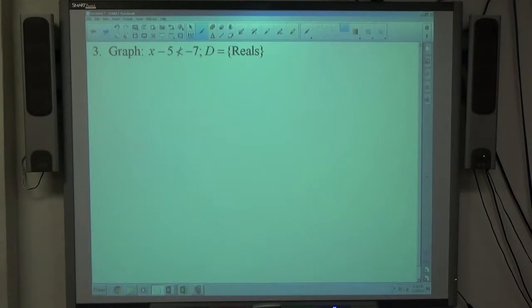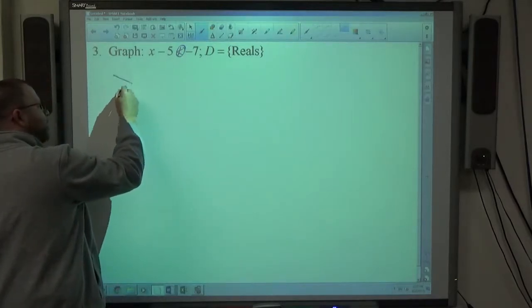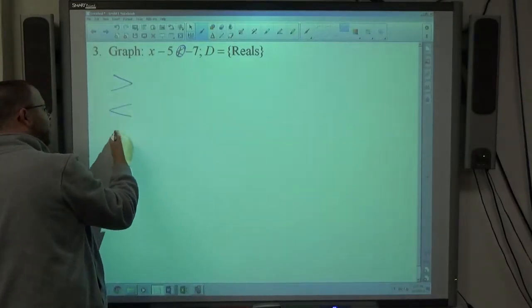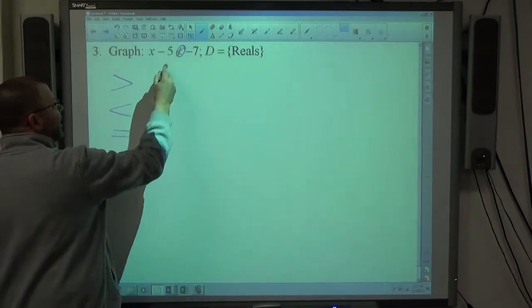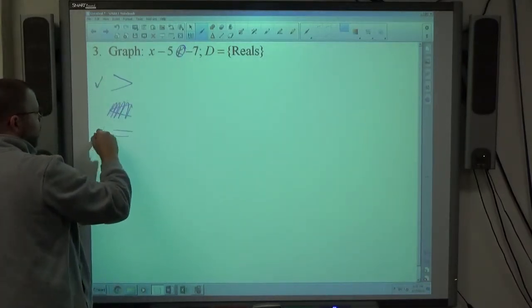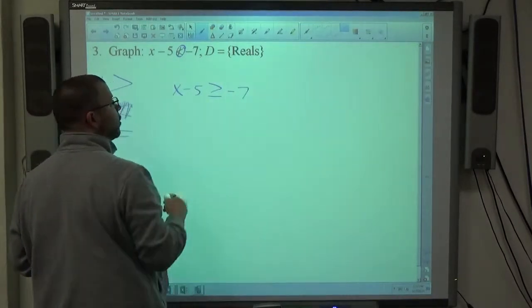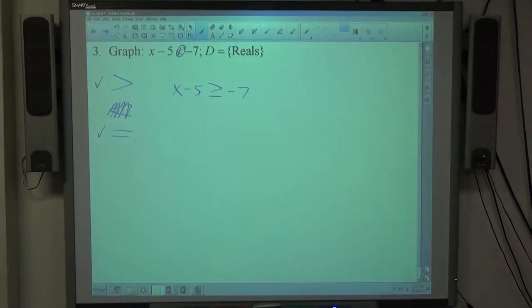Number 3, graph. It's an inequality. It's a negated inequality. So the first thing I want to do is focus on this negated inequality. Our trichotomy axiom says greater than, less than, and equal to are the 3 options. This is saying not less than. So what's left over would be greater than or equal to. So x minus 5 is greater than or equal to negative 7 is equivalent to the original problem, but it's in a regular inequality structure that we prefer.